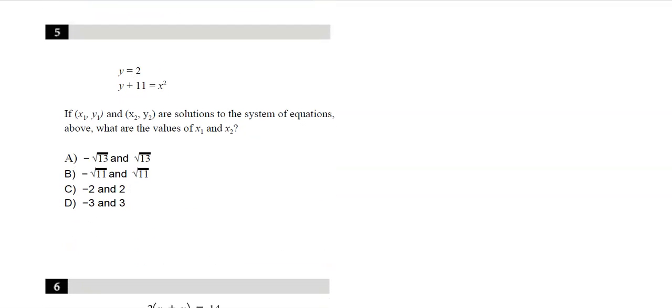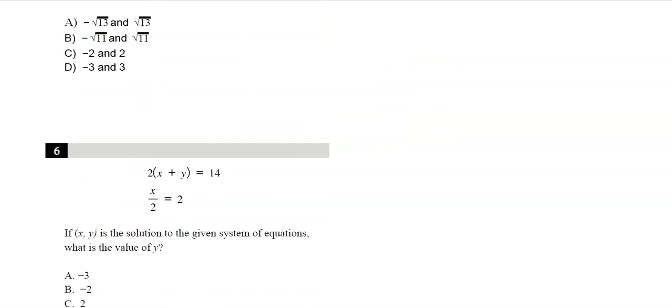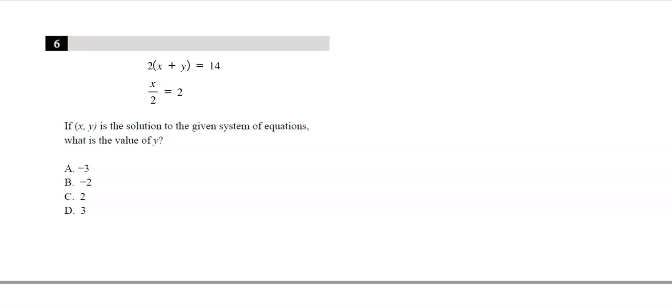Number 5, I probably won't put this one on the test because it has a quadratic, but it's actually pretty easy to solve. So I'm just going to sneak this one in here. I use substitution. 12 plus 1 is 13, so 13 is x squared. And to get rid of x squared and to get x, you take the square root of both sides. And then you need to remember that it's the positive and negative value of the square root of 13. So the correct answer is A. I won't put one like that on the test just because we didn't do a whole lot of those.